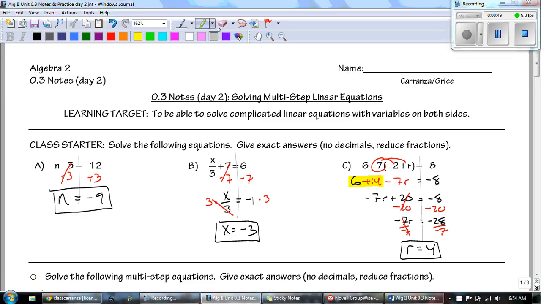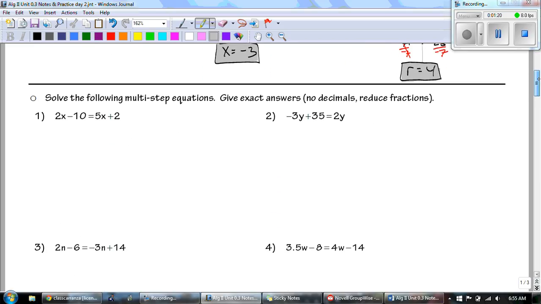Okay, and there we go. So the first one you had to add 3 to both sides, and you get n equals -9. For B, we had to subtract the 7 and then multiply by 3 to get x equals -3. And on C, we had to distribute the -7, combine our like terms, subtract the 20, and don't forget that was a -7r. So a negative divided by negative is a positive.